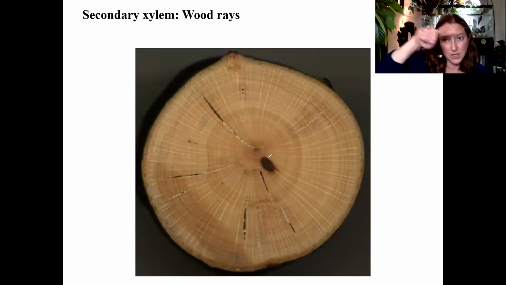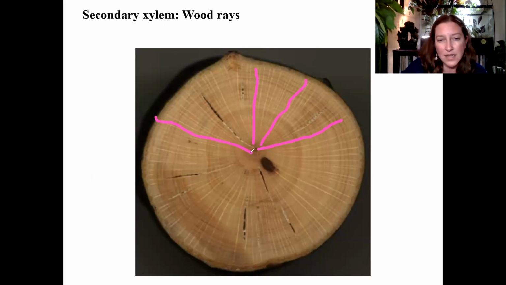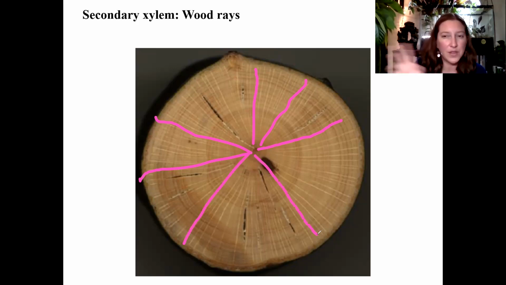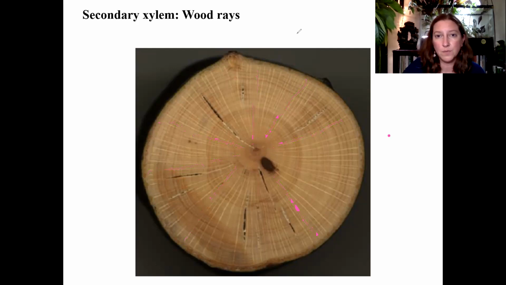So you see the annual rings on this tree trunk, right? But then you might also see these long lines radiating out of the center, almost like spokes of a bicycle wheel, right? Radiating out. Those are the wood rays. And what those do is they help move different things from the inside of the stem to the outside of the stem. So for example, some of them will help move water that way, and some of them will help move food that way. Just so you know.